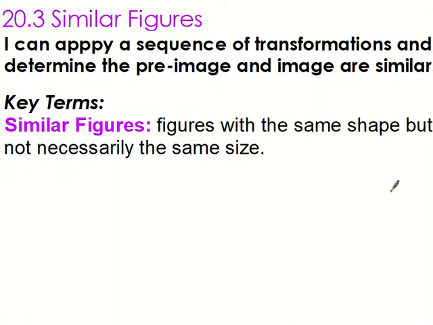All right, so we're also going to do 20.3 similar figures. That's because it's applying a sequence of transformations and determining if the pre-image and image are similar. With similar figures, the shape will be the same, but not necessarily the same size. So this is why we had to do it separately from 19.5. Similar and congruent are a little different. The sequence will cause it to change size.